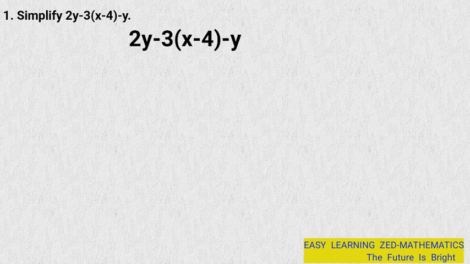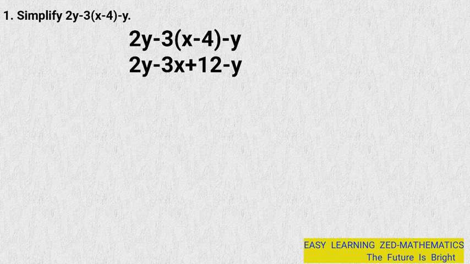Okay, once I've done that, the next thing I'm going to do is get rid of the brackets. So I'm going to write 2y, then I'm going to multiply every number in the bracket by negative 3, which is going to be negative 3 multiplied by x, which will be negative 3x. Then negative 3 multiplied by negative 4 will give us positive 12. And then I'm going to write negative y at the end there.